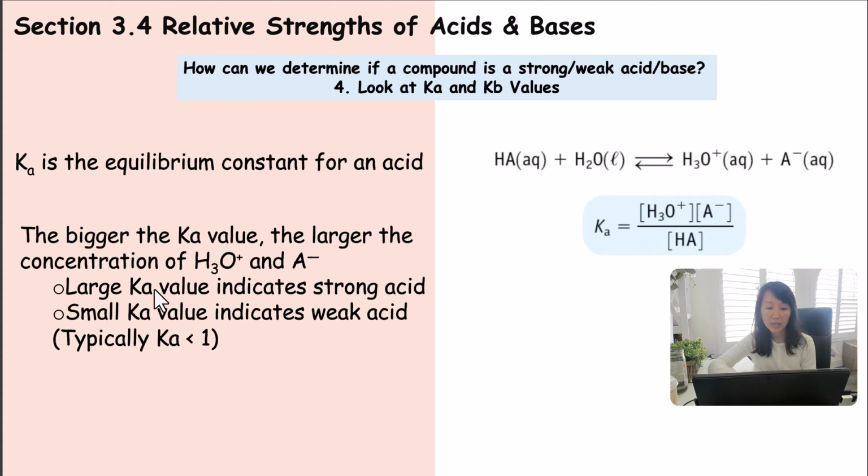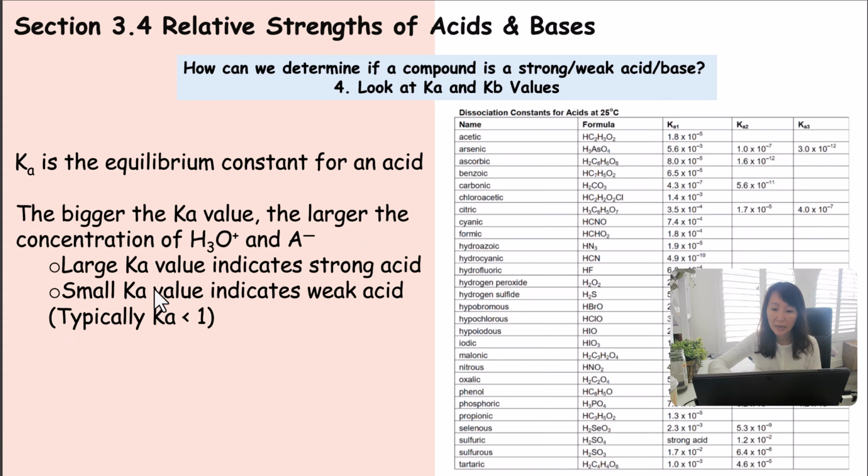A very large Ka value indicates strong acid. So what is large? Anything 1 or greater would be considered large. If it's less than 1, then it's considered to be somewhat of a weak acid. Here's another way to look at the Ka value. So instead of solving it out, you can actually look at the actual Ka values. This is in your reference sheet as well. Notice these are all weak except for this one. It's a strong acid. It means that the value of the Ka is probably really, really high.